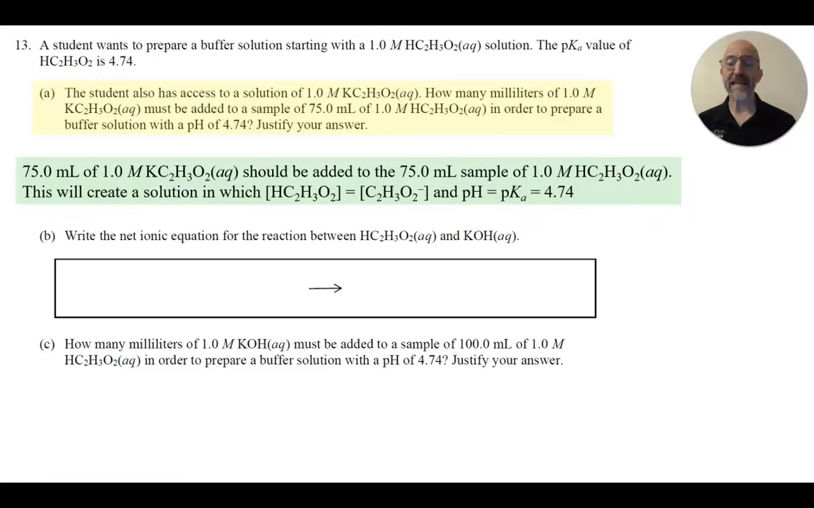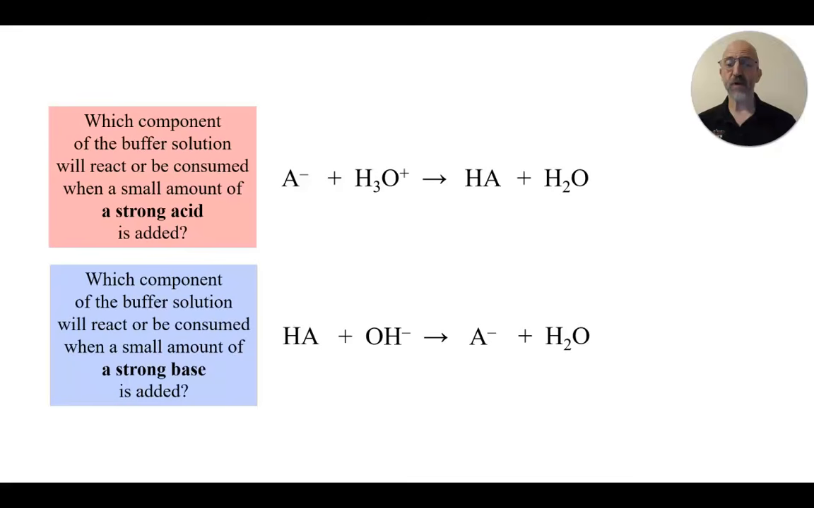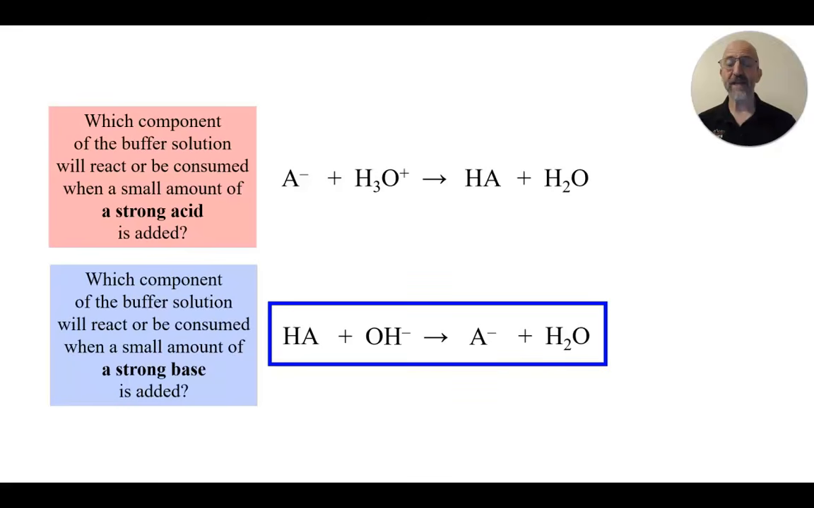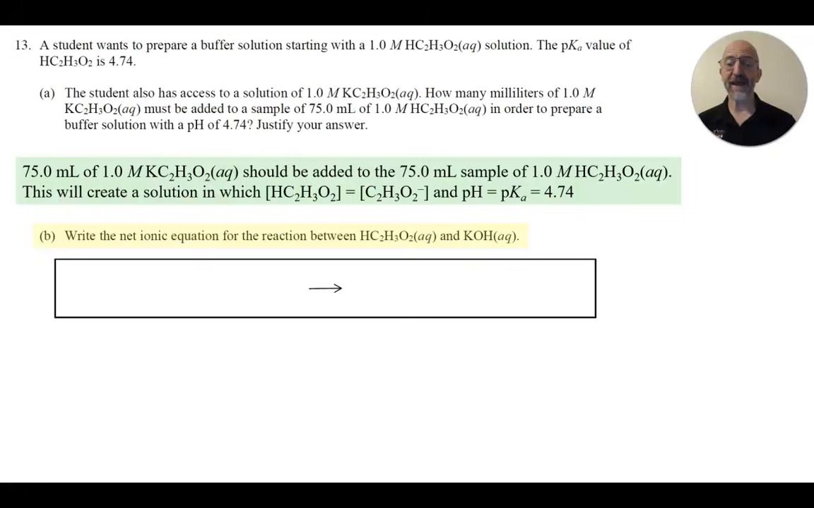But first we have to write a net ionic equation. So in part B, write the net ionic equation for the reaction between the weak acid, acetic acid, and a strong base, potassium hydroxide. So when I see potassium hydroxide, I know that that is really just the hydroxide ion that will appear in the net ionic equation. So strong base, weak acid, so it's going to be strong base reacting with weak acid, so HA, the weak acid, reacting with hydroxide, the strong base, to produce A minus, the conjugate base, and water.